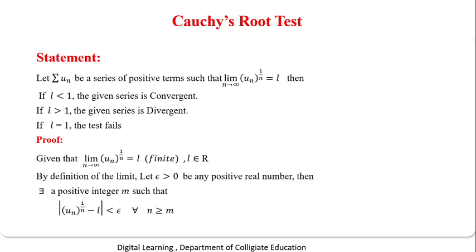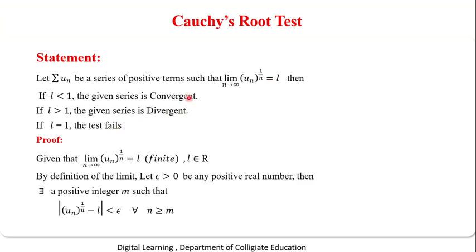Cauchy's root test. State and prove Cauchy's root test. What is the statement? Let summation of un be a series of positive terms such that limit n tends to infinity un to the power of 1 by n is equal to L. Then if L less than 1, the given series is convergent. If L greater than 1, the given series is divergent. And if L is equal to 1, the test fails.